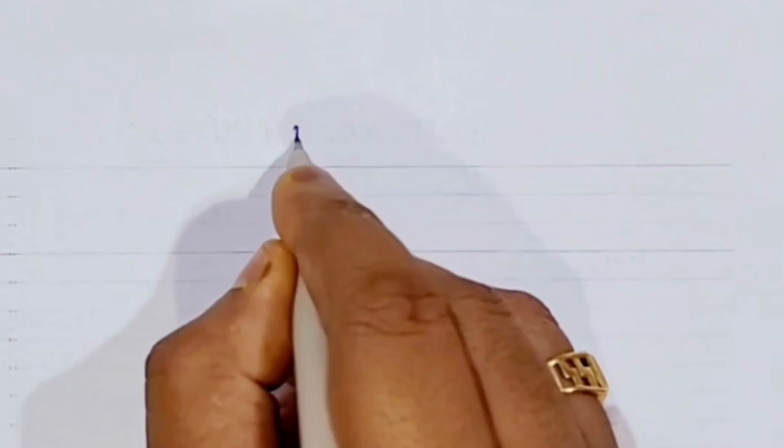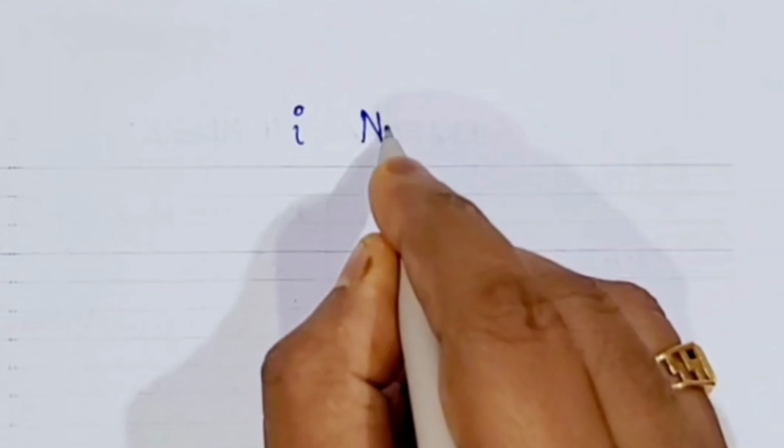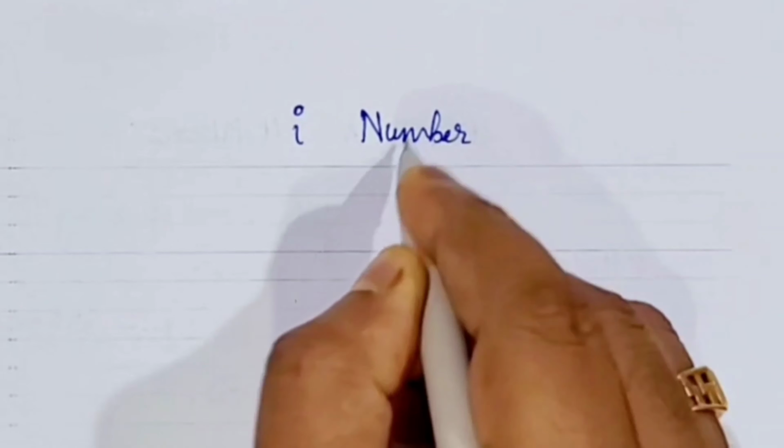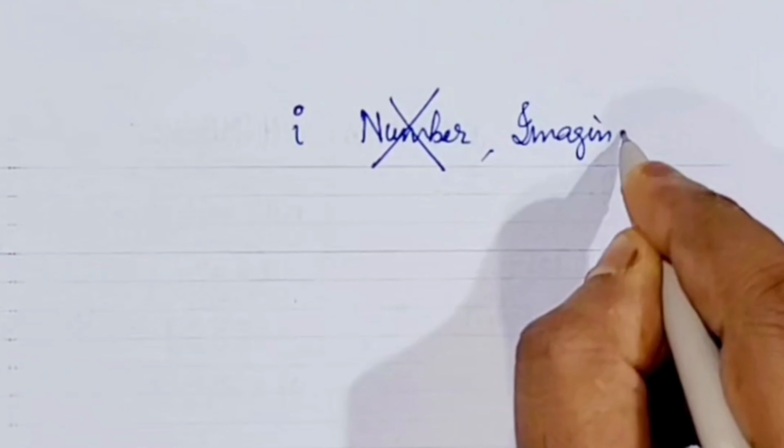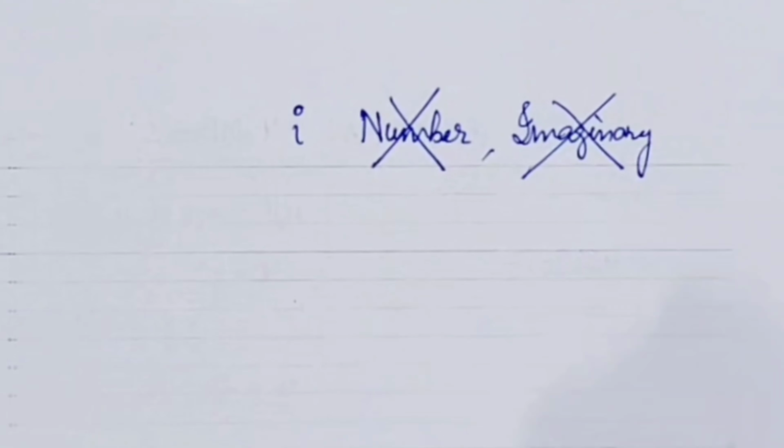So, we are going to discuss imaginary numbers: are they really imaginary, and are they real numbers? What we are claiming here is that the imaginary number, or i, is neither a number nor is it imaginary. So, let me explain how I can claim this.